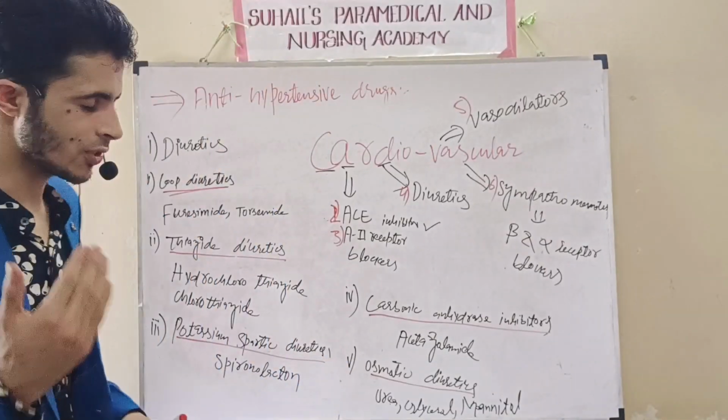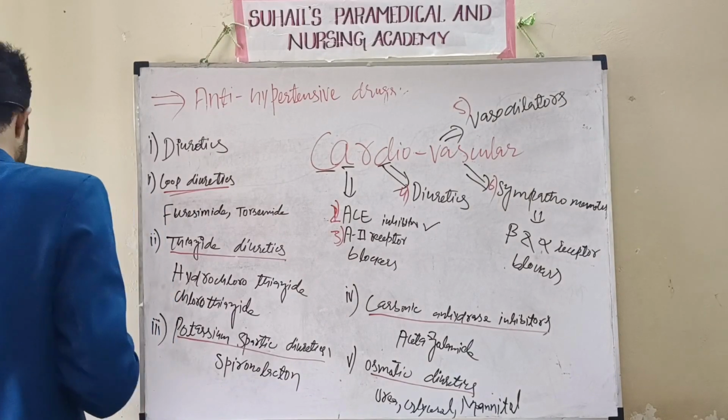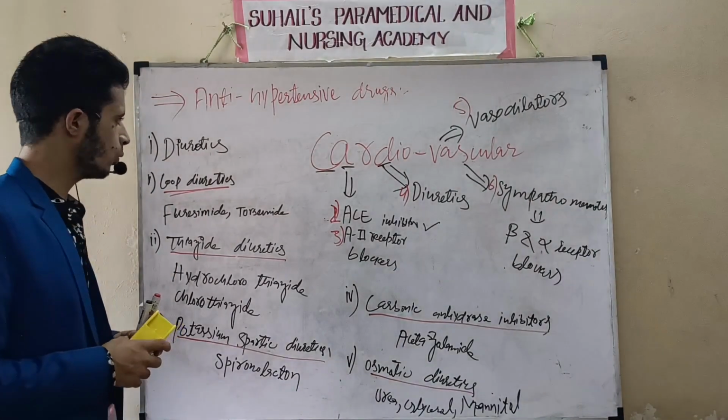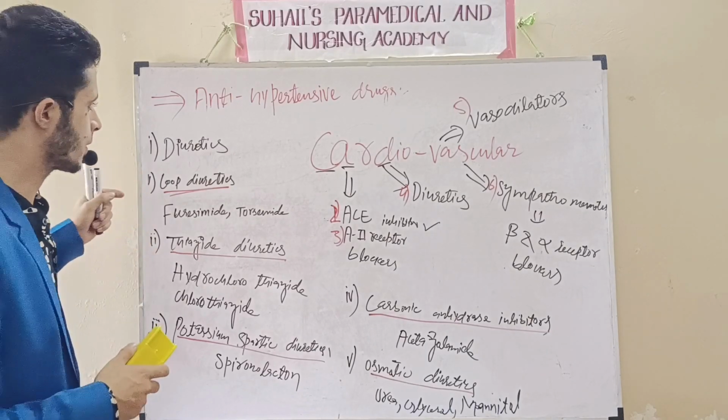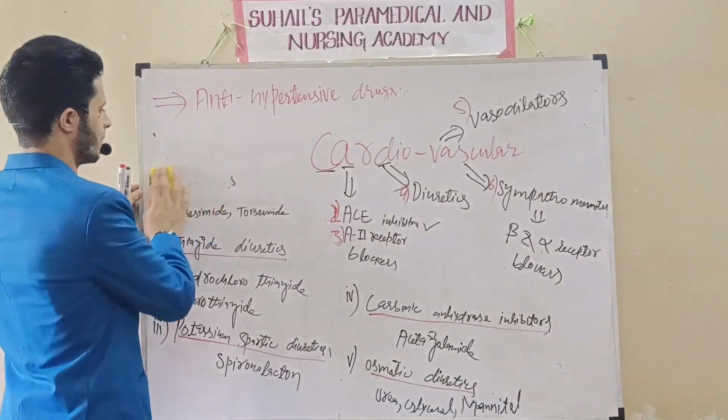So you can take the screenshot once more. I am giving the chance, you can take the screenshot about the loop diuretics. I will take the second classification.